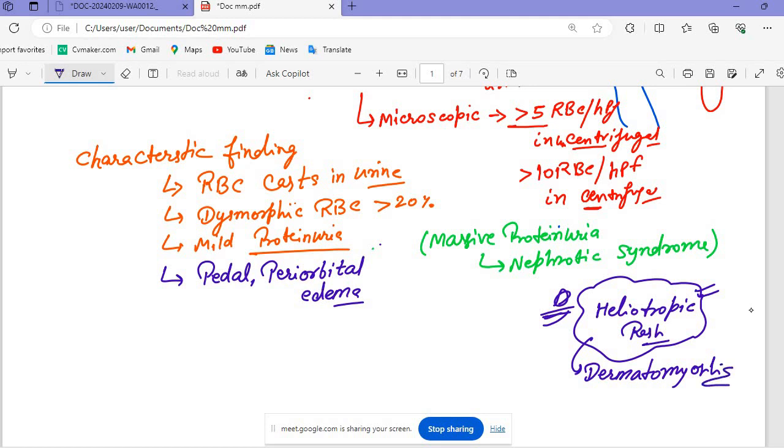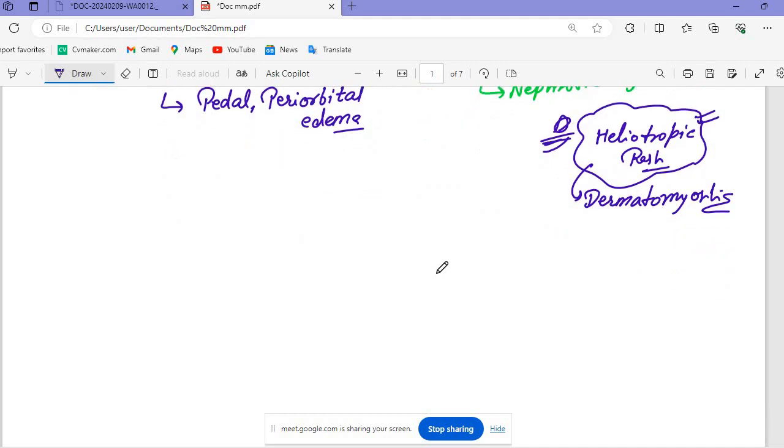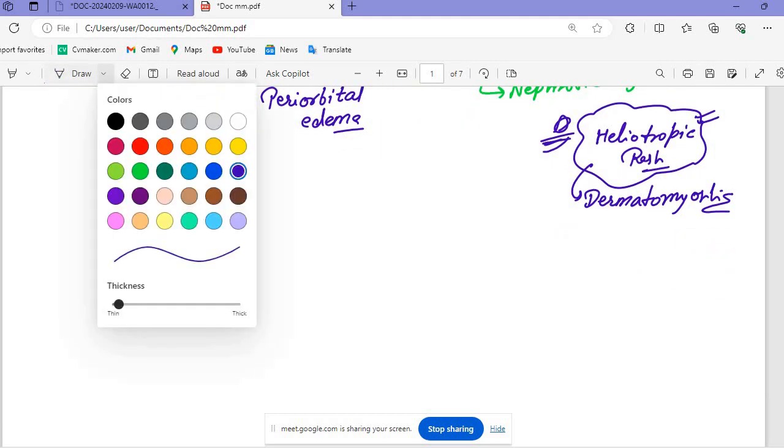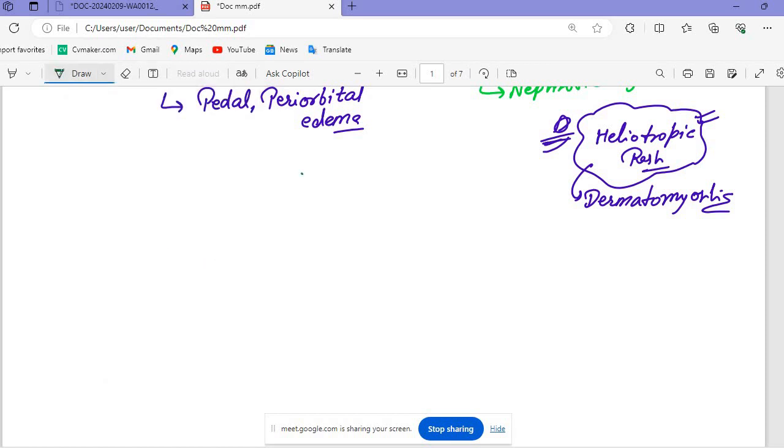Pedal and periorbital edema. So remember these things, the characteristic findings. Now let's talk about the types of glomerulonephritis. Then we have the nephrotic as well as the nephritic syndromes.